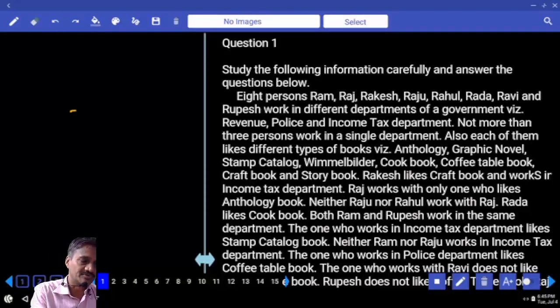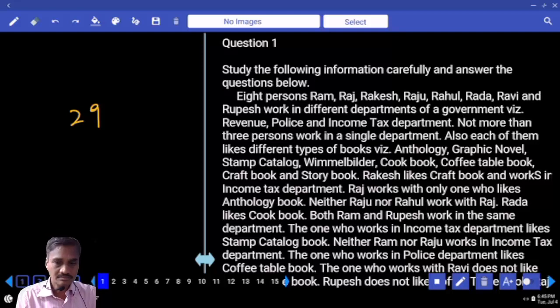Now paper number 29, RRB Clerk mains. In this, questions 1 to 5. Now, the first 5 questions come under which category? Common parameter. Now this common parameter, whether it is under the first priority or the second priority, definitely under the first priority.